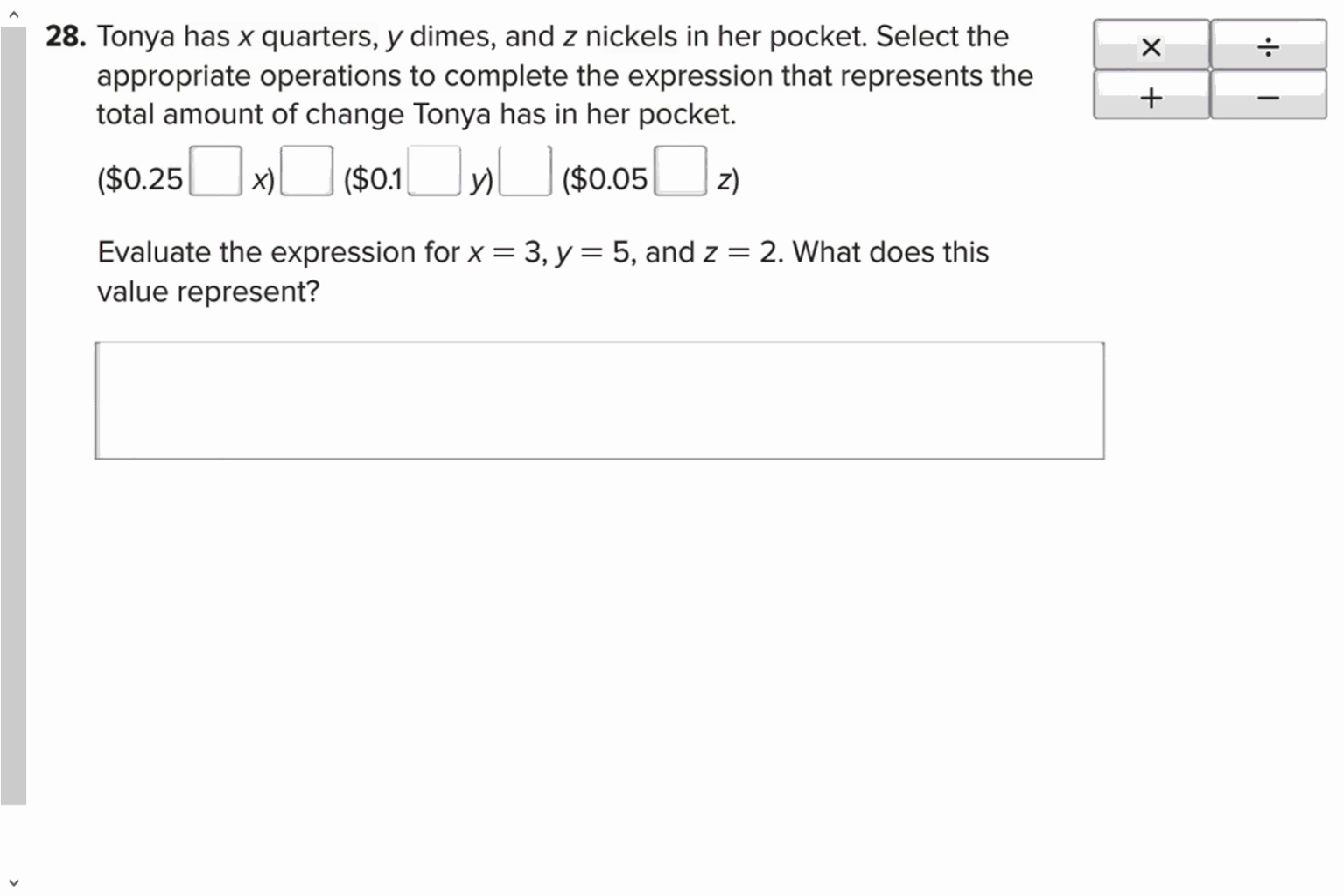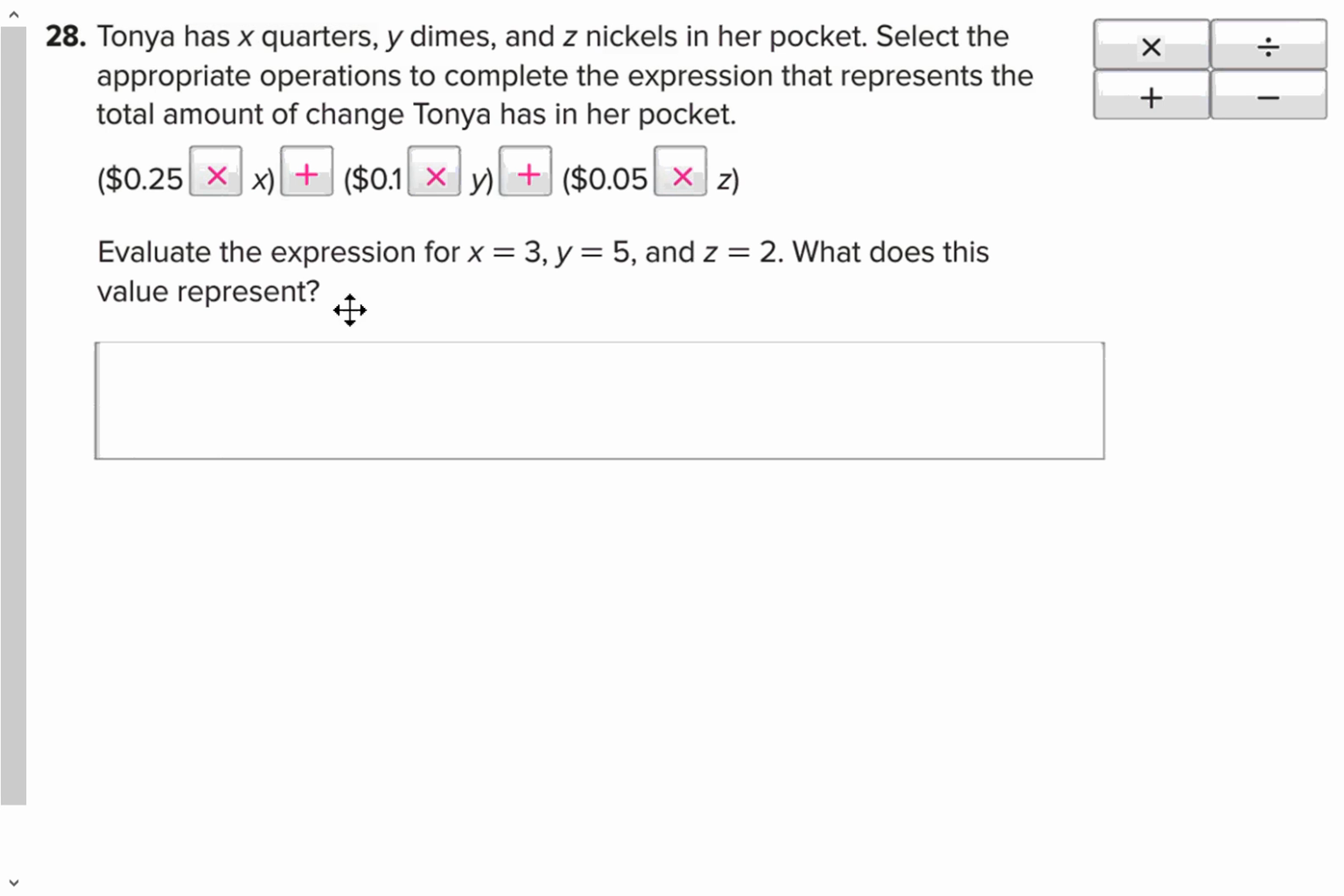All right, now we're ready for the Common Core test practice. Tonya has x quarters, y dimes, and z nickels in her pocket. Select appropriate operations to complete the expression that represents the total amount of change Tonya has in her pocket. So we have a certain number of quarters. So we're going to multiply the number of quarters by 0.25. We're going to add it to however many dimes we have times 0.1, because that's for dimes. We're going to add that to however many nickels we have times 0.05.